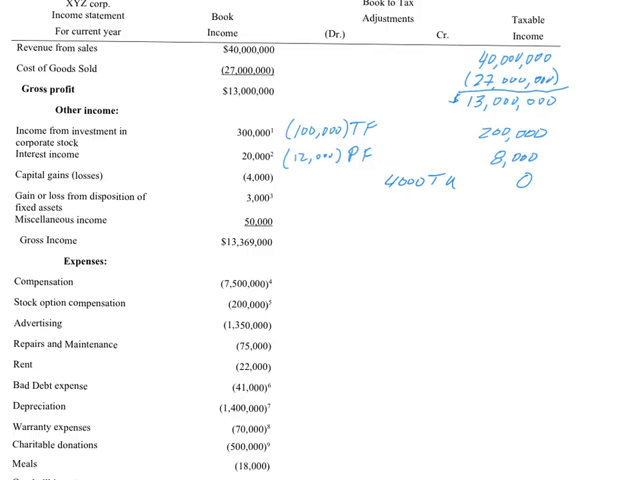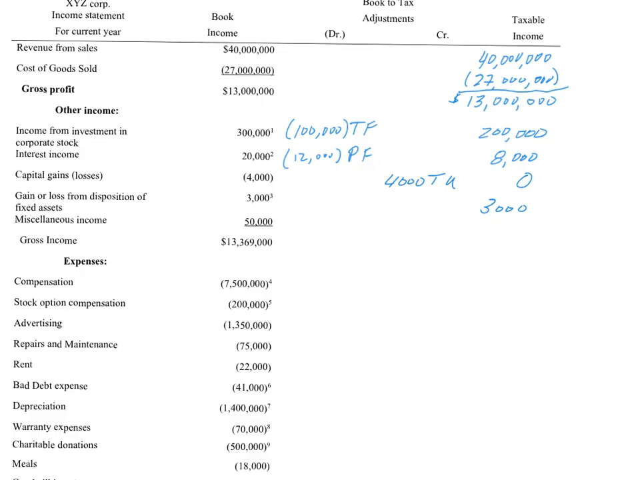So there's a note by that one: it will be an ordinary gain. So what do we have to do from an adjustment perspective? Well, book and tax are going to be exactly the same for that $3,000 of gain. That is going to be $3,000 of gain for tax purposes as well.